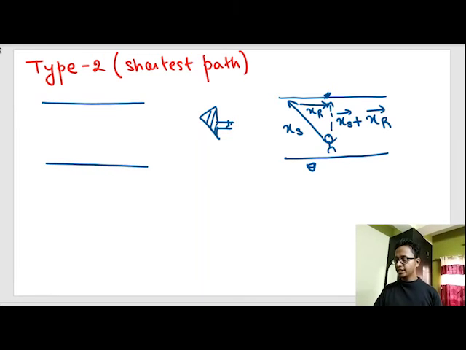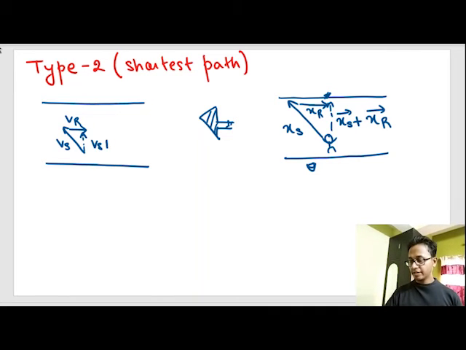We can easily say that the velocity of the swimmer is somewhat towards the left, the velocity of river is somewhat towards the right, and the effective velocity as seen by someone sitting on the bank is straight, or Vs plus Vr, the vector summation of swimmer's velocity plus river velocity, as seen by someone sitting on the bank.